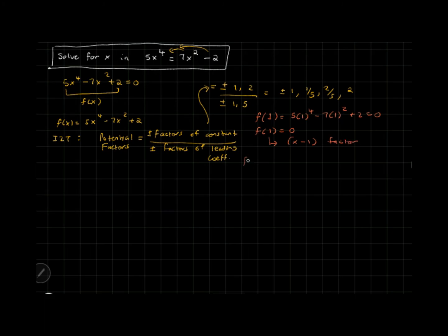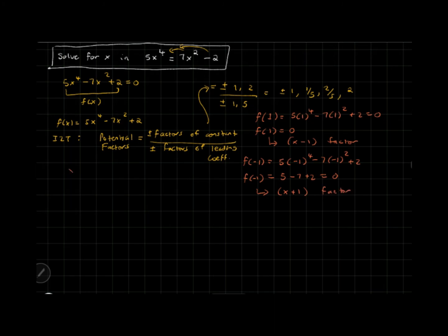Then you want to test f of negative 1. You get 5 times negative 1 to the power 4 minus 7 times negative 1 squared plus 2. You can notice here that this also gives you 5 minus 7 plus 2, which also gives you 0. So f of negative 1 is also 0. This tells us that x plus 1 is a factor.